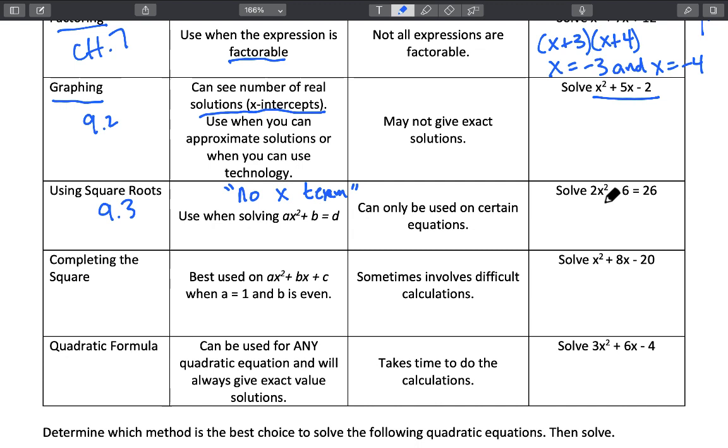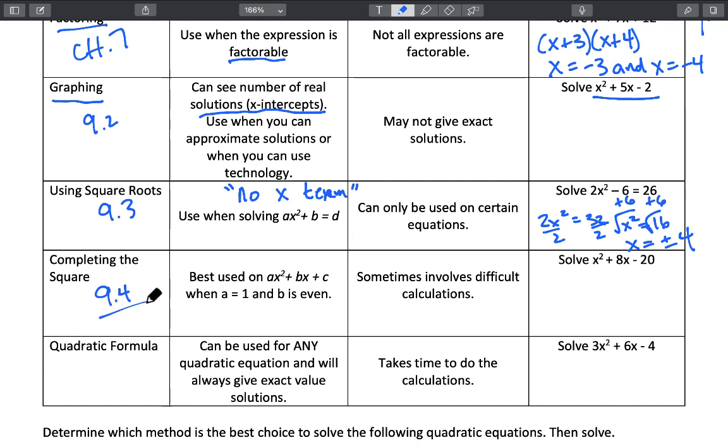So here's an example over here. We've got 2x squared minus 6 equals 26. We're going to add 6 to both sides. That gives us 2x squared equals 32. Divide off the 2, and you are left with x squared equals 16. Now taking the square root of both sides gives you two solutions, both a positive and negative value of 4.